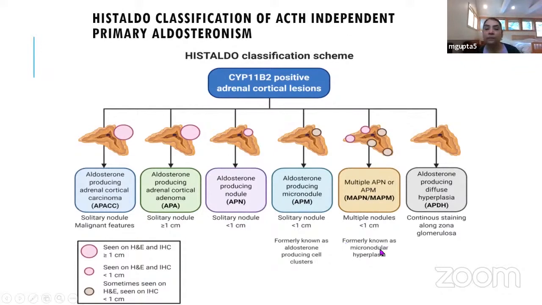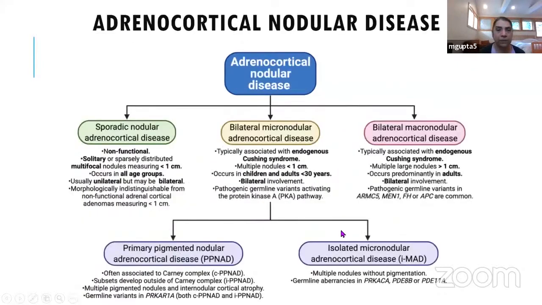We used to call them micronodular hyperplasia, but now you will be calling them multiple APN or APM. Then there can be aldosterone producing diffuse hyperplasia, and you will see a rim of positive staining in the adrenal gland. So this is an important advancement, but we don't have that stain in our labs, and we will be getting it hopefully soon.